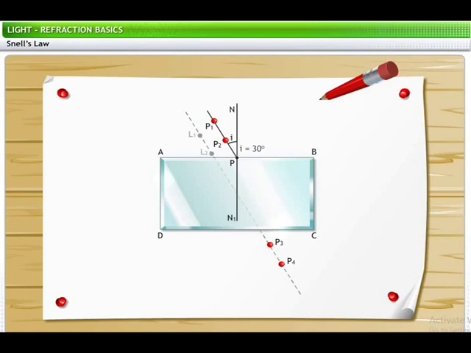In the next step, we remove all the pins and draw small circles around them. We join P3 and P4 to meet CD at R. After joining PR, we measure the angle of incidence P1-PN and the angle of refraction N1-PR. Finally, by finding their sine values and applying it in the formula, we find mu is equal to sine I divided by sine R. If the experiment is repeated using different values of angles of incidence, the refractive index remains the same. Thus, this experiment verifies Snell's law.